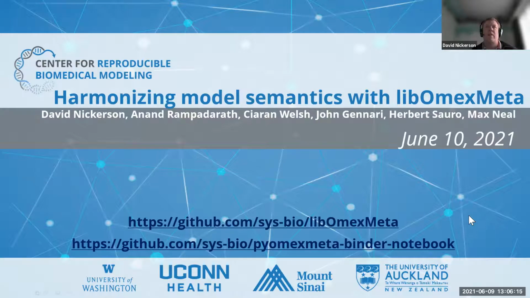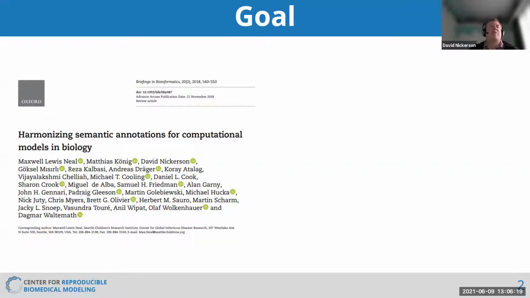And if I can click in the right place, there we go. So the goal, as I said, is really, how do we harmonize the way we describe our models? So a few years ago, a group of us came up with this paper, which lays out how we should do that. And so the library I want to talk about today is really getting to the technical details of how we can do that in real life.